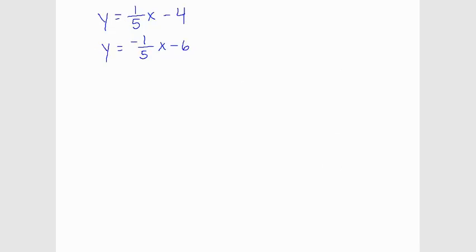All right, let's talk about the second example. In this case, we have two equations with y by itself. Now, this is okay because we have y, and we can still take this and substitute it in for this y here. So if I take the 1/5 x minus 4 to substitute it in for y, we set it equal to negative 1/5 x minus 6.